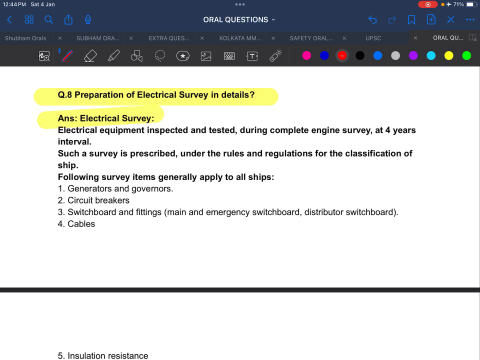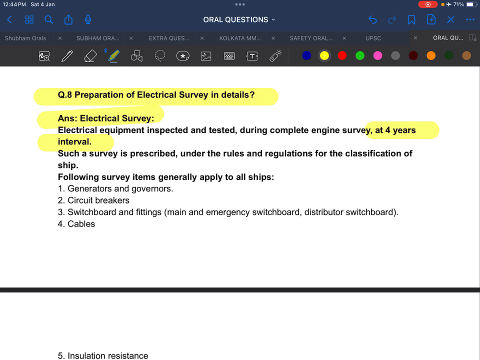and at that time the class surveyor will come and check everything related to the electrical and technical, whether everything is complying with the international rules and regulations or not. If there is any deficiency, they will not issue a certificate, they will give a deficiency. You have to remove the deficiency. After that they will provide you a certificate, and it happens mostly every 4 years. Electrical equipment is inspected and tested during the complete engine survey. When there is an engine survey, the electrical survey is also there at a 4-year interval. It always happens at the 4-year interval.